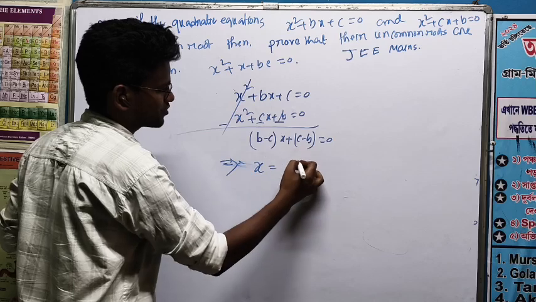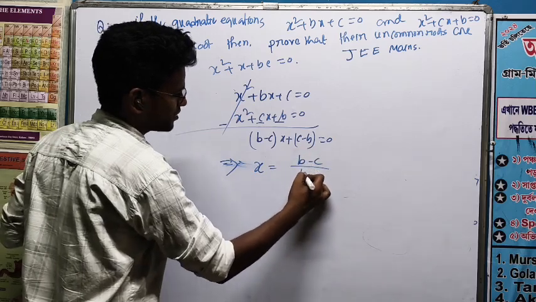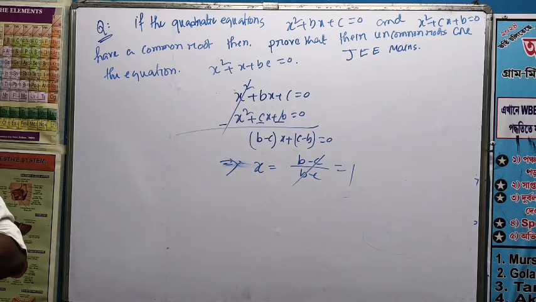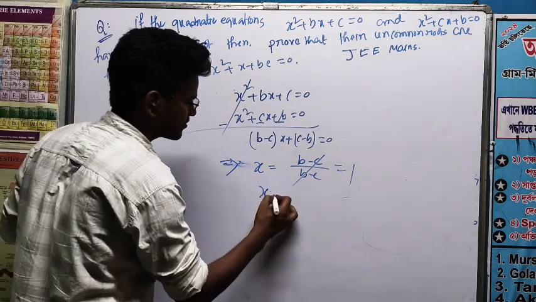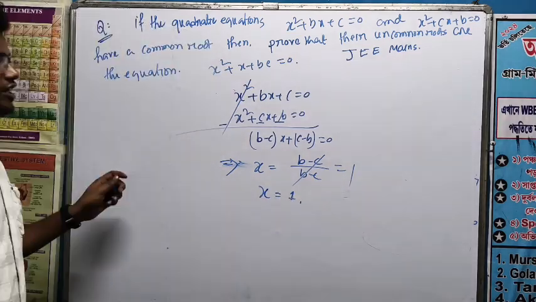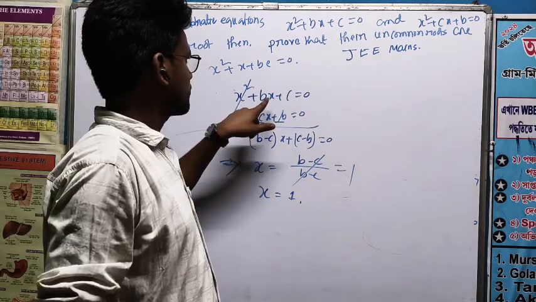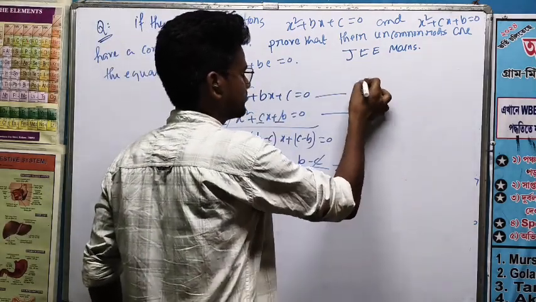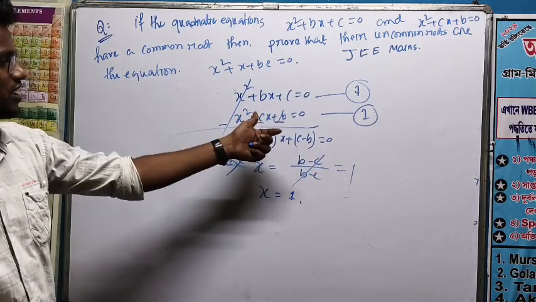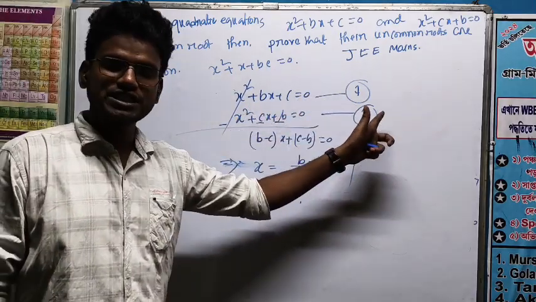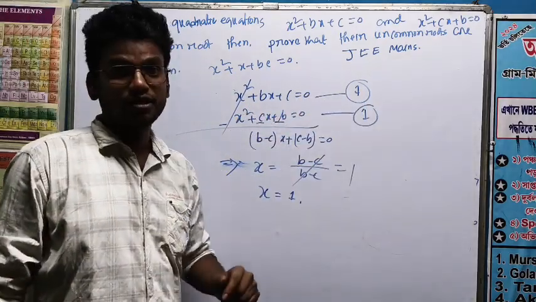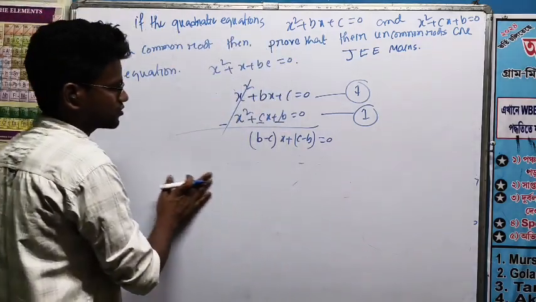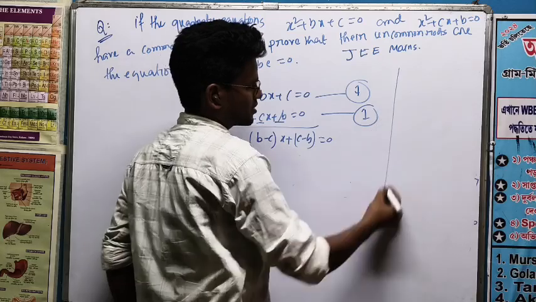Therefore x is equal to b minus c over b minus c, which cancels out, and this is 1. So x is equal to 1 is the common root of the equations. That means both the equations have a common root, which is 1. Then how to determine the other roots? Just as we have discussed.